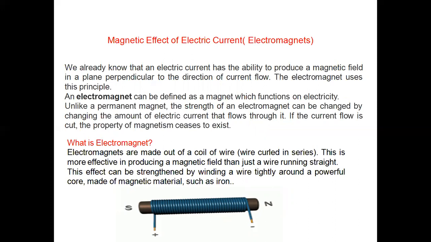We already know that an electric current has the ability to produce a magnetic field in a plane perpendicular to the direction of the current flow.